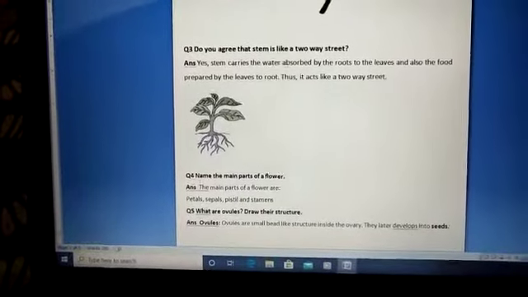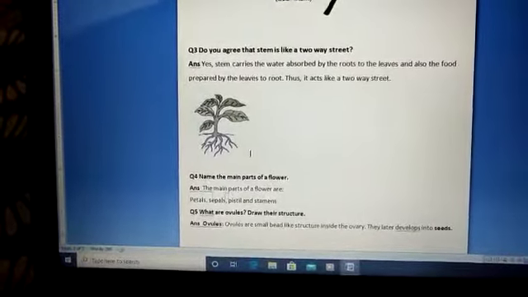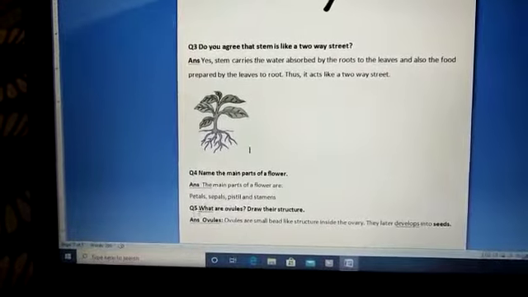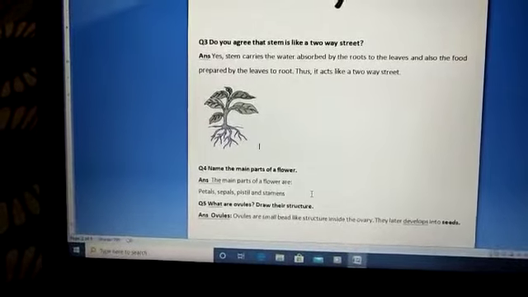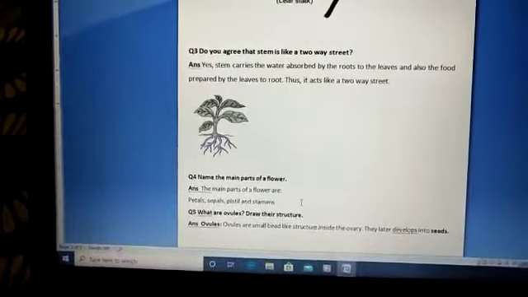Question 4. Name the main parts of a flower. The main parts of a flower are petals, sepals, pistil and stamens. Let's move toward another question.